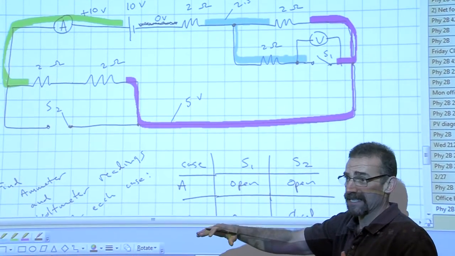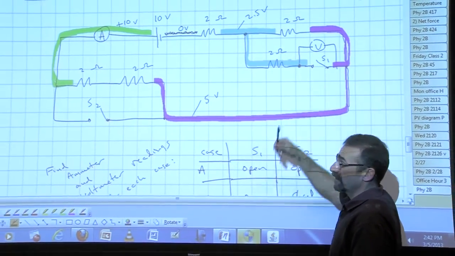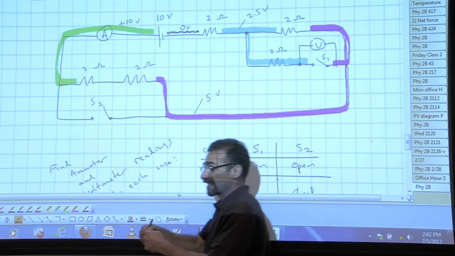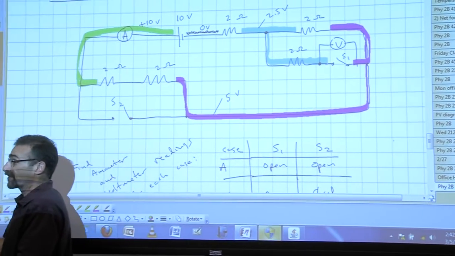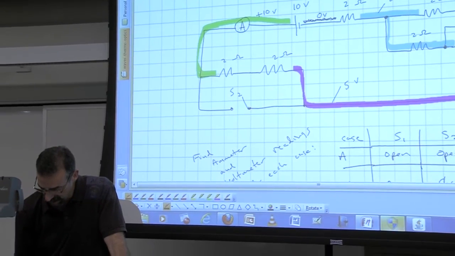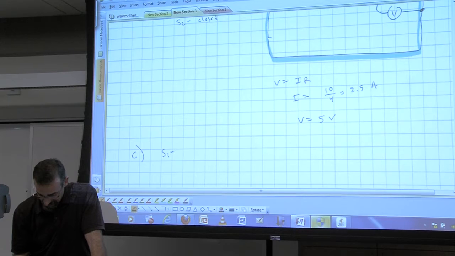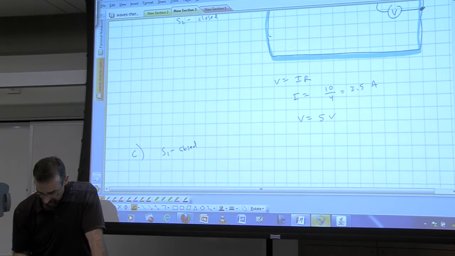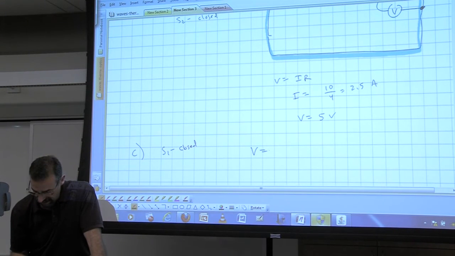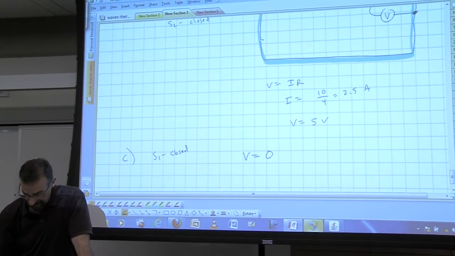That conductor has to be the same potential everywhere. So we've tied the 2 ends together. We better get 0. They're both connected to the same thing. So the delta V has to be 0 if they're both connected to the same thing. So when we close S1, V must be 0 because the 2 ends are now tied together.